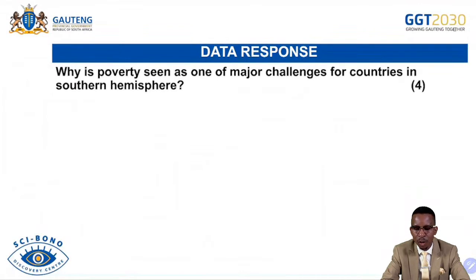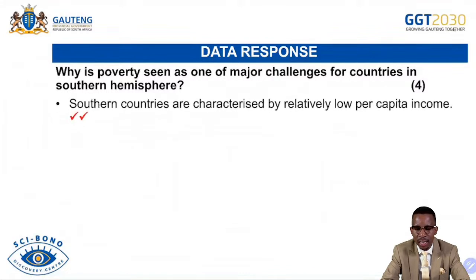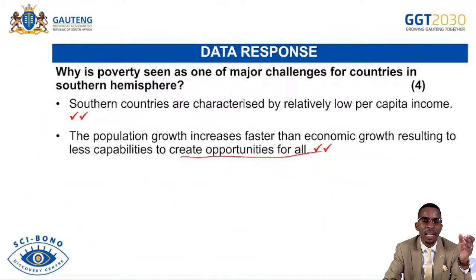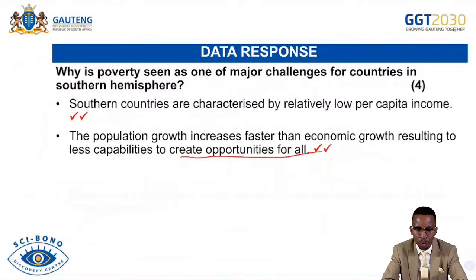Why is poverty seen as one of the major challenges for countries in the Southern Hemisphere or developing countries? Southern countries are characterized by relatively low per capita income, so there is a lower income, which leads to people having less income available, and that results in them living below the poverty line, which is absolute poverty. The population growth rate increases faster than economic growth, resulting in less capability to create opportunities for all. Remember, if population growth is increasing faster than economic growth, the economy cannot create enough opportunities for everyone. That will always lead to poverty remaining a constraint in developing countries.